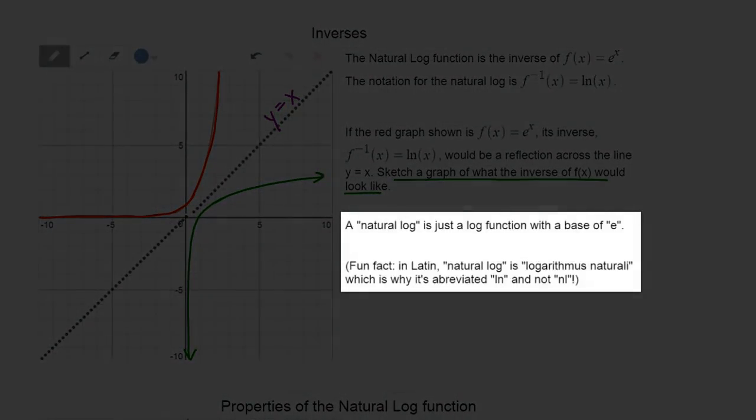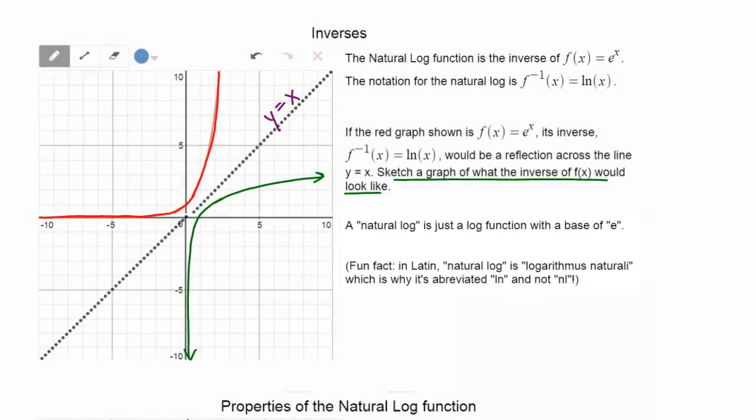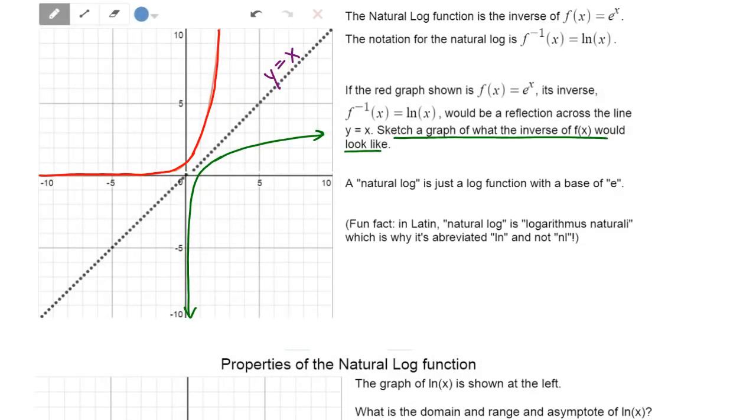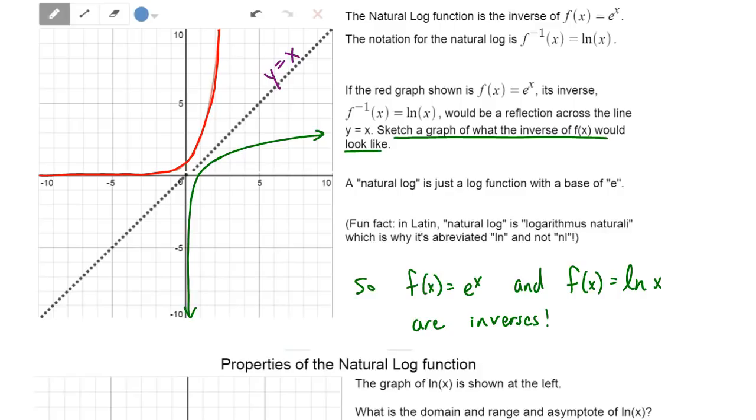Now, basically a natural log, what you need to know about that is it's just a log function with the base of e. Just like when we have log base 10, we don't write the 10 down, because when we see the log of 7, for example, we know that it's a common log. The base is 10. It's not needed. So when we're dealing with the natural log, you just need to understand that it is a logarithm with a base of e. So that summarizes the fact that e to the x and ln of x, the natural log of x, are inverses of each other. So let's look at some more properties of the natural log function.